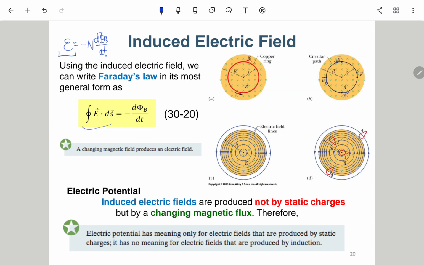In chapter 24, you should have learned electric potential. I think you should still remember, because we only had the exam yesterday. The electric potential is V equals negative integration of E dot ds. So this is a line integral for the E field. At that time we didn't have any magnetic flux, not to mention time-varying magnetic flux.